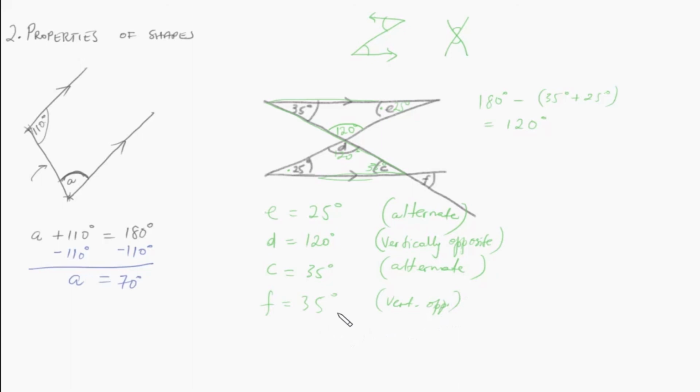Vertically opposite angles. So now we have revised properties of shapes, basing ourselves on alternate angles, vertically opposite angles, interior supplementary angles. If this question had allowed us to also move on to corresponding angles, we would be happier, but it doesn't matter. We are happy for what we have discovered in this question. I don't know about you, but I am happy, okay?